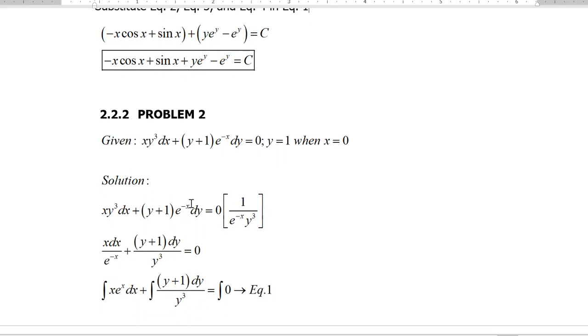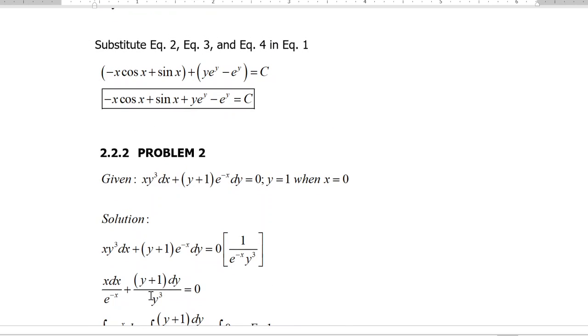And then, what it becomes is x dx, y cubed will disappear because it cancels out, over e raised to negative x plus the quantity y plus 1 dy all over y cube is equal to 0. So, this is our equation 1 in example number 2. And we raise e raised to negative x to become x ex dx. And then, that is equation 1.